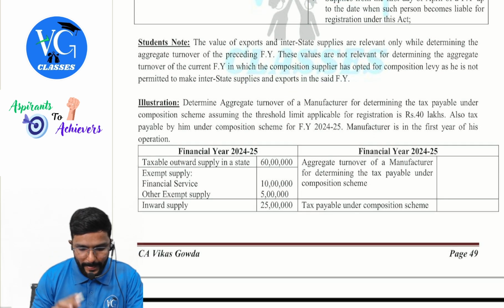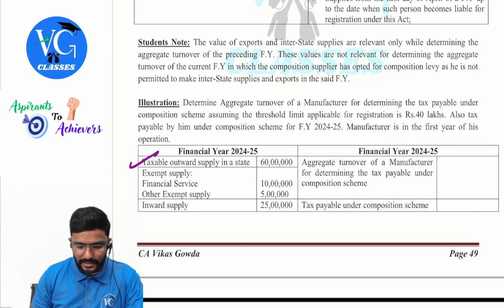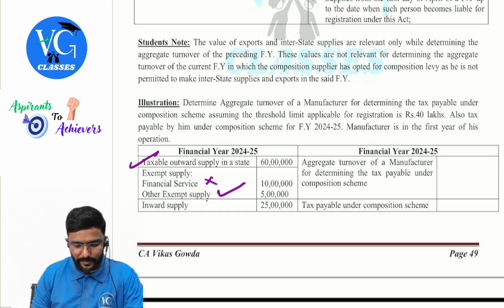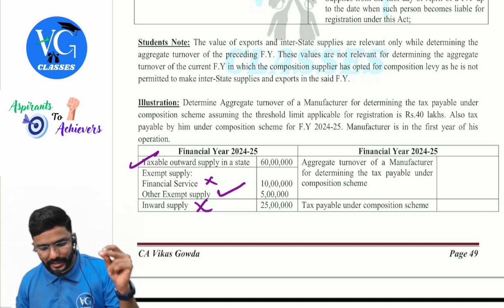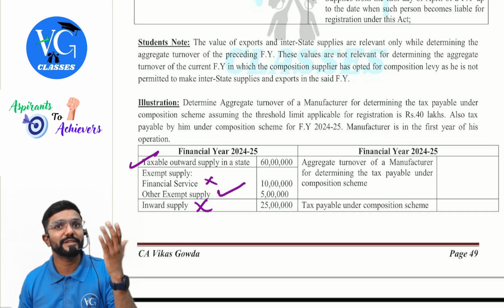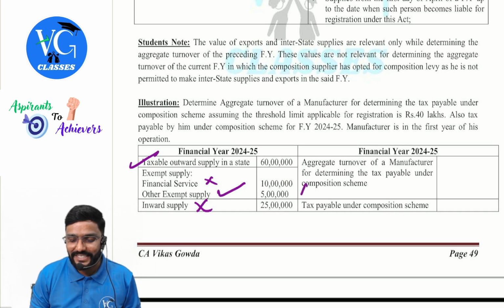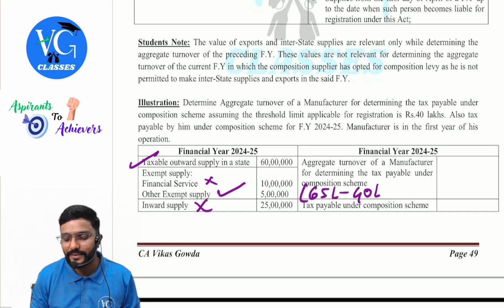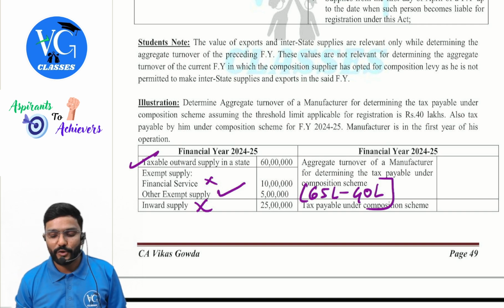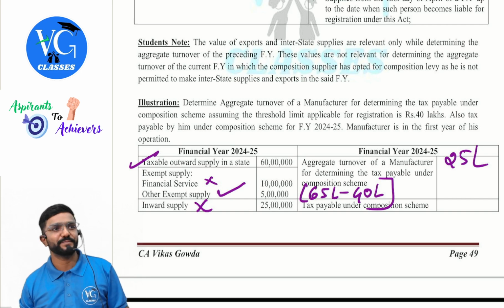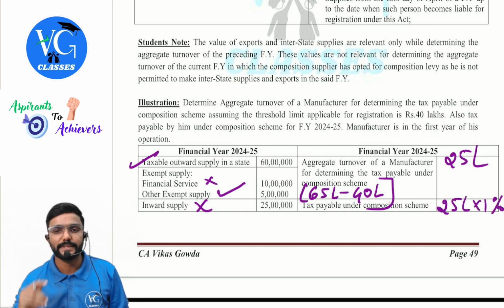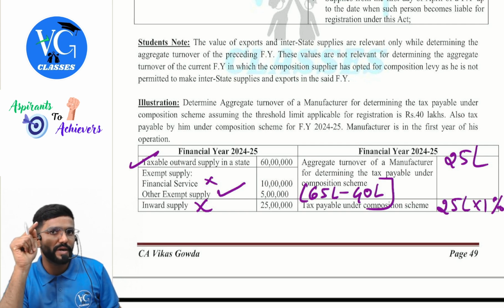Guys, listen. Sir, should I take taxable outward supply? Yes. Exempt supply? Yes. But not financial. So should I take other exempt supply? Yes. Then inward supply? No. So how much? 65. The aggregate turnover of the manufacturer for determining the tax payable under the composition scheme is 65. But should I take the full 65? No. Why? 65 lakh minus 40 lakh. As per explanation 2, we have to reduce the turnover limit for registration. So on what amount will he pay tax? Only on 25 lakh. On 25 lakh, how much is the tax, guys? 1%. Hope you guys got it.